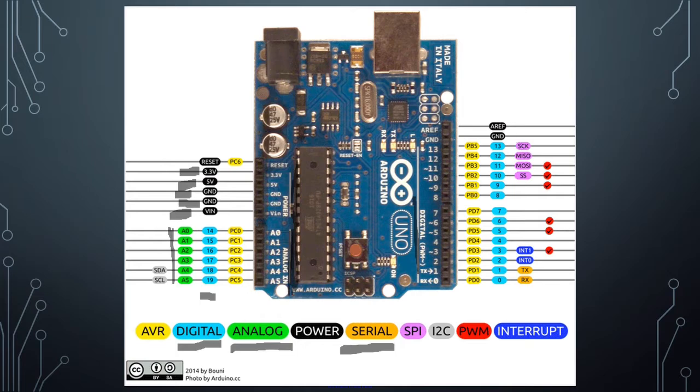So I'll get rid of all of this. So you can always look up a pin map of the Arduino Uno. You can reference this photo right here.